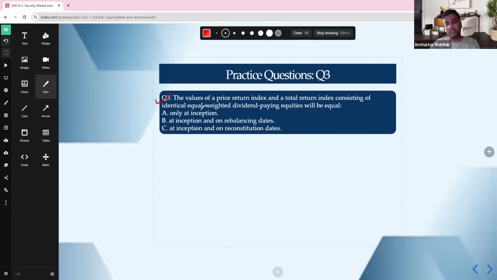So the point here is, exactly at inception, both indexes start equal. After that, total return is greater than price return if dividends exist. Very, very important. Okay. So this is done.